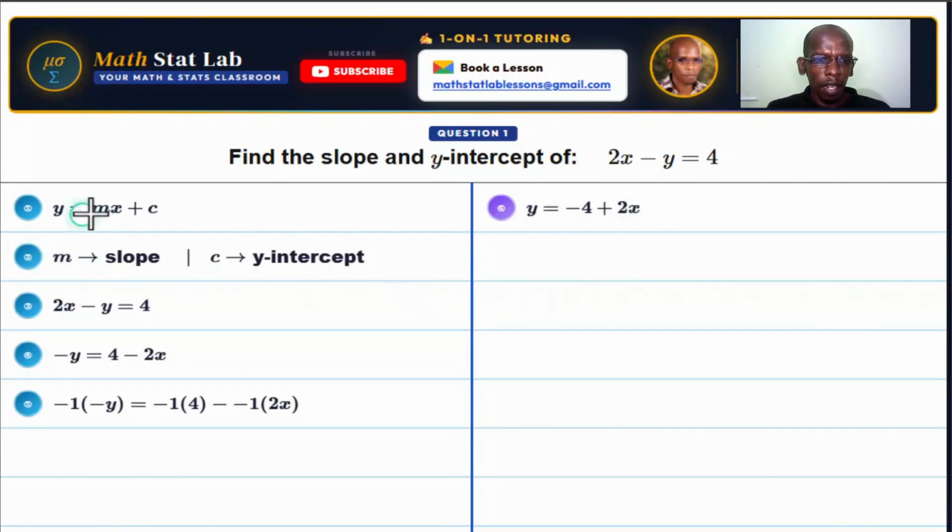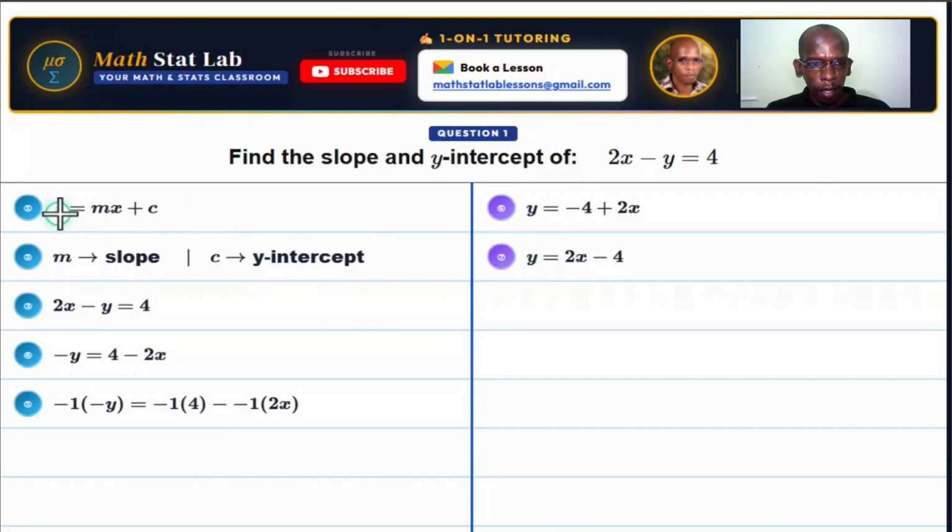But still, it doesn't look like this. Yes, we can see we have the y, but on the right side, we have negative 4 plus 2x, and we need mx plus c. So x should start, not the constant. Here we just need to interchange the values, and then the constant negative 4 comes to this side, and 2x starts. So now it looks like this: y is equal to 2x minus 4. Now it looks like the standard equation of a straight line.